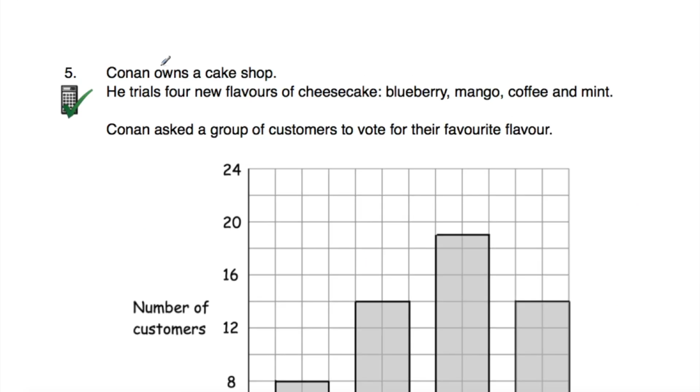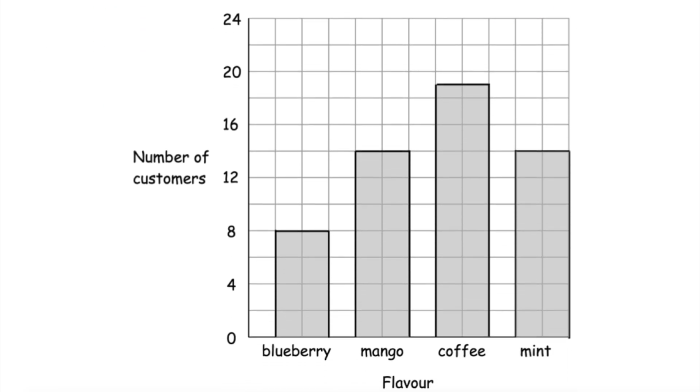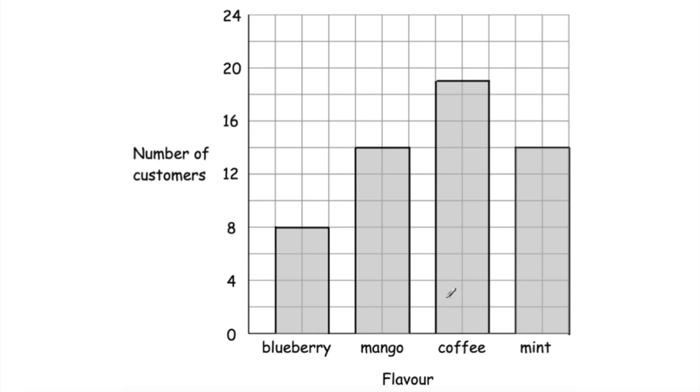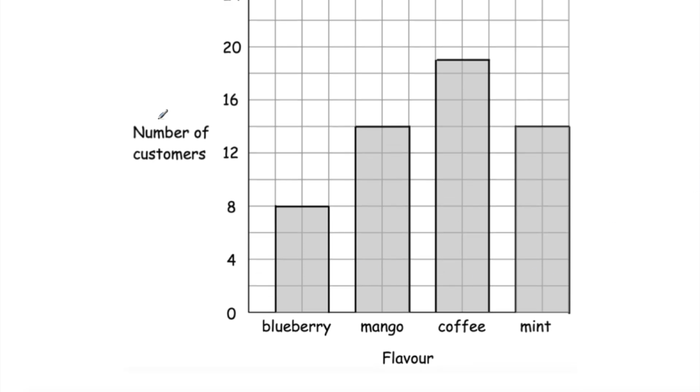Okay, so question number 5. Conan owns a cake shop and he trials 4 new flavours of cheesecake: blueberry, mango, coffee and mint. And Conan asks groups of customers to vote for their favourite flavour. So he's asking them to vote for their favourite flavour. I've just noticed this is a calculator question, so feel free to use one if you want to. So we've got blueberry, mango, coffee and mint, and we've got the number of customers.